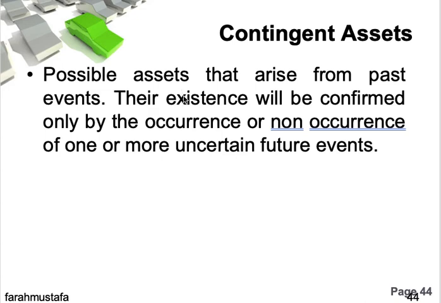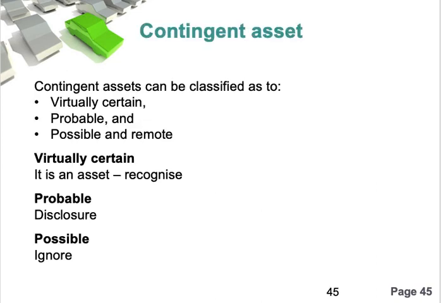So the MFRS 137 defines contingent asset as a possible asset that arises from past event, and the existence will be confirmed only by the occurrence or non-occurrence of one or more uncertain future event. So the ability of the company to earn the asset is depending on other factor, then it will be considered as a contingent asset. Alright.